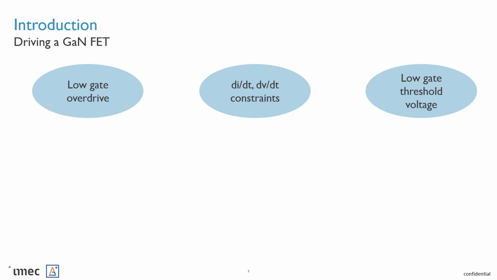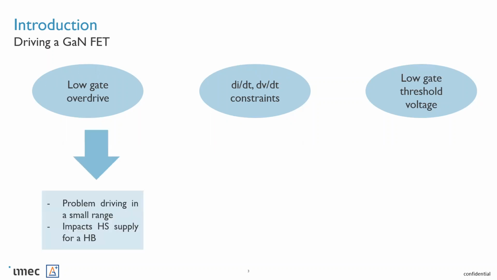It means that we are very much used to the silicon MOSFET by now, where we have quite a large gate overdrive voltage, whereas in the case of gallium nitride, that's not the case. It turns on around 2.5 volts and then the maximum gate voltage is 7 volts. So it gives a narrow range of overdrive. That's not the only problem of driving in such a small range, it also impacts the high side supply for a half bridge. In fact, that calls for a new type of driver design.